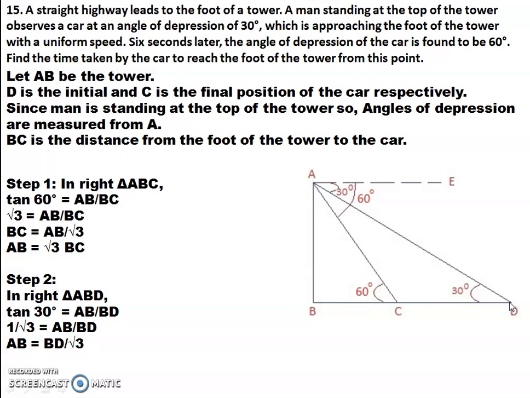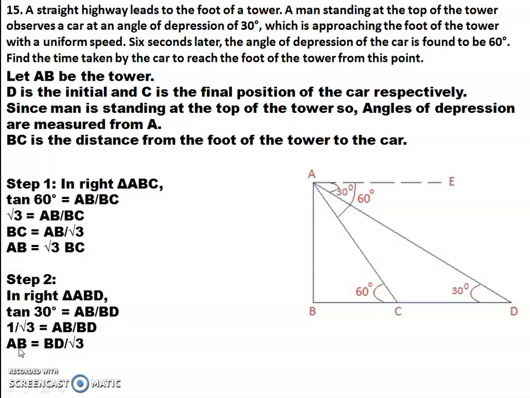ABD. In this, the angle is 30 degree. So, when we take the tan value, we will calculate it as tan 30 degree is equal to AB by BD. What is the value of tan 30 degree? It is 1 by root 3. 1 by root 3 is equal to AB by BD. Here also we will calculate AB is equal to BD by root 3.